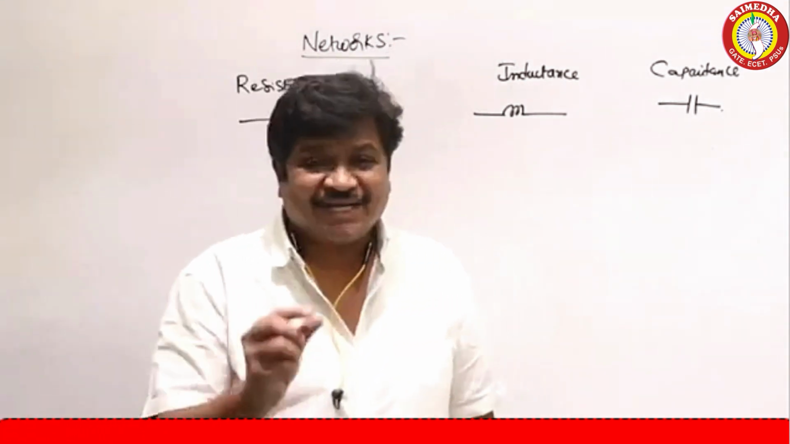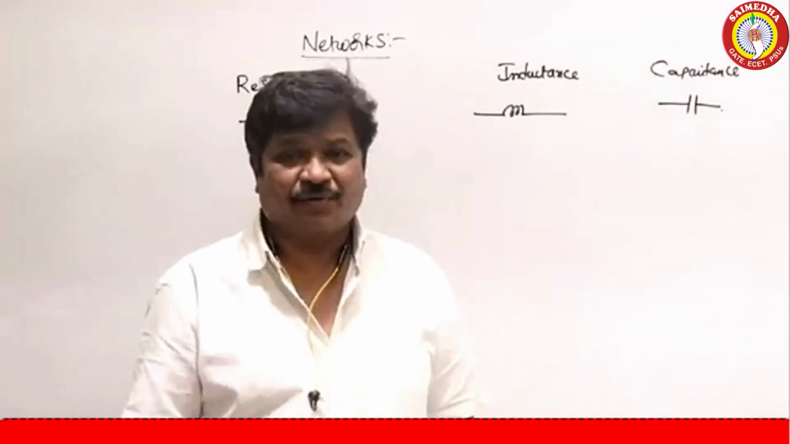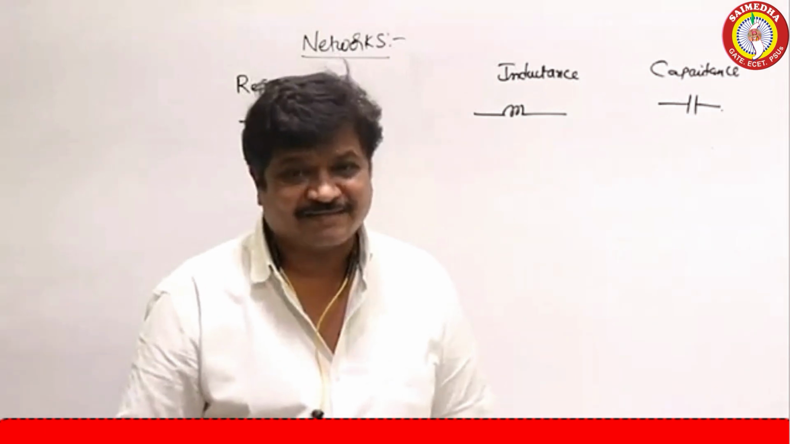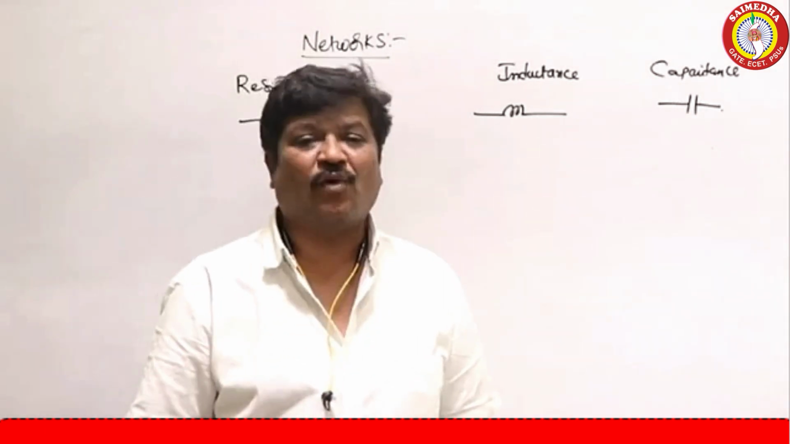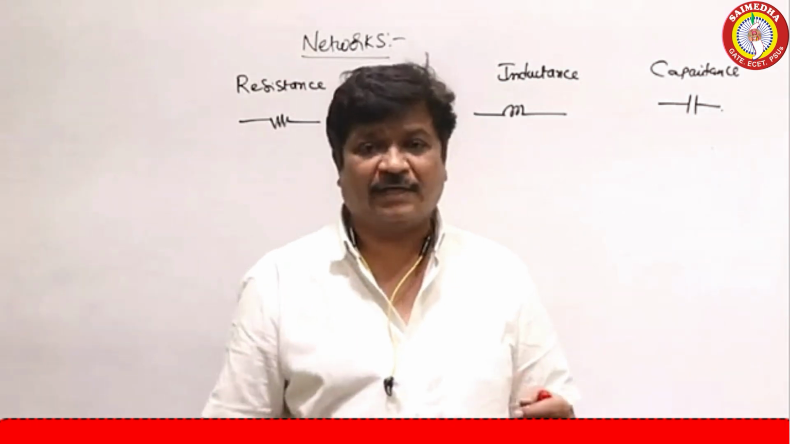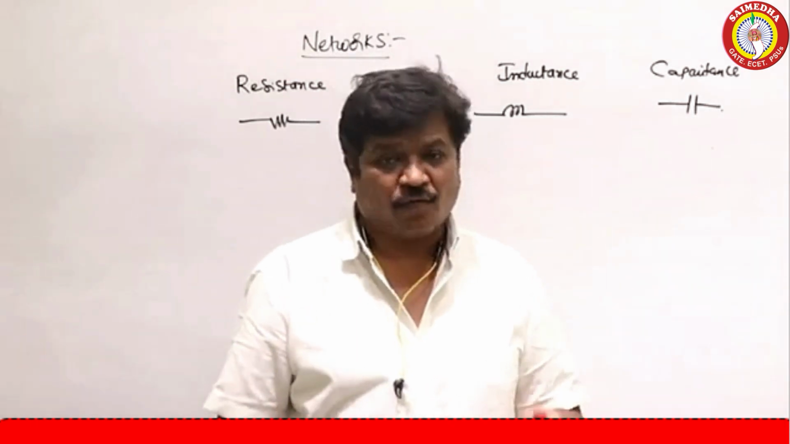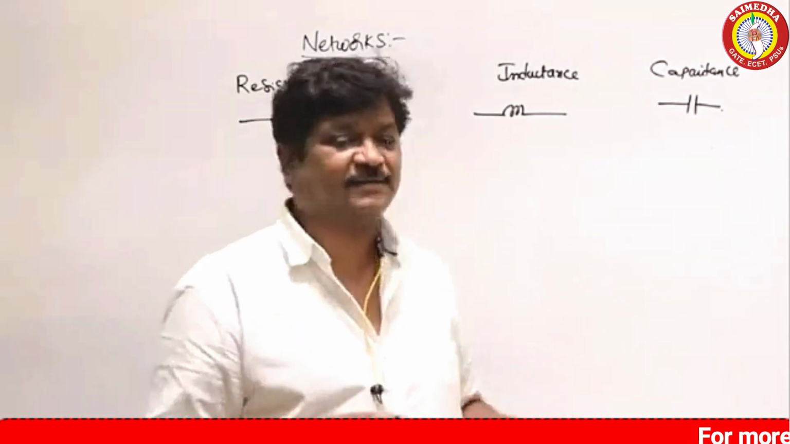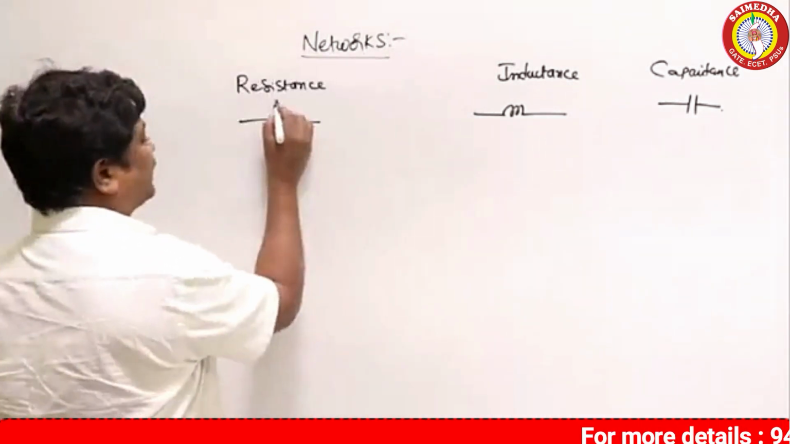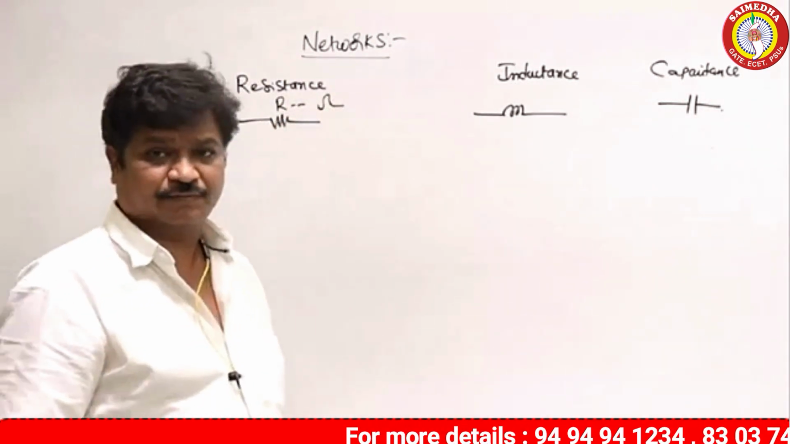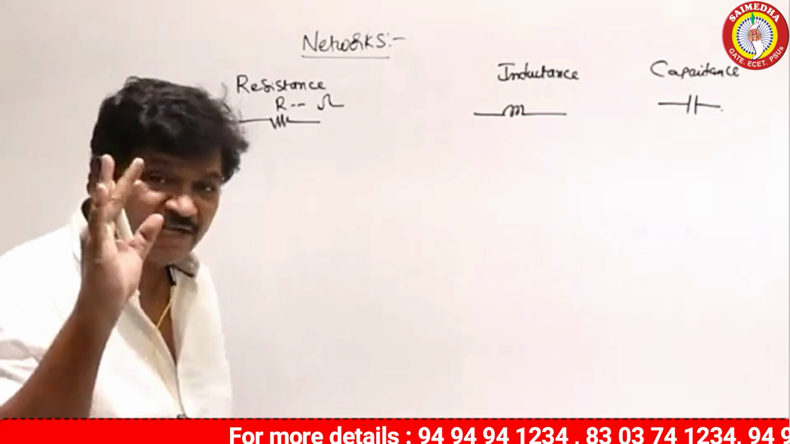It is a property which opposes the flow of current or flow of electrons. Resistance is a property which opposes the flow of current or flow of electrons. That is nothing but resistance. You know the unit for resistance is ohms. What is the basic formula for resistance?